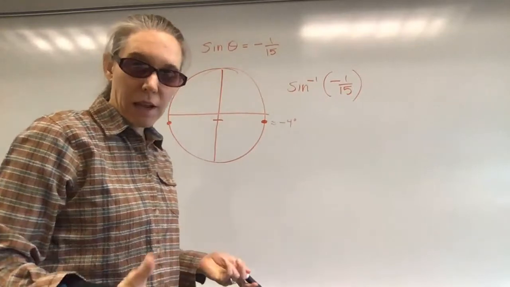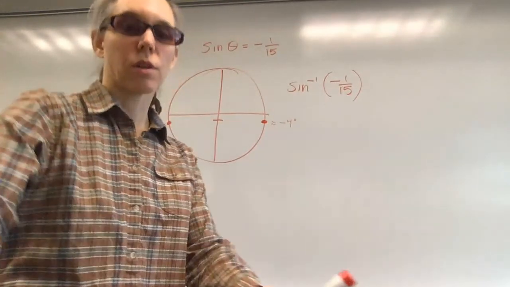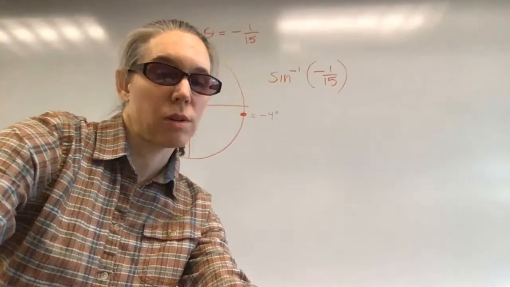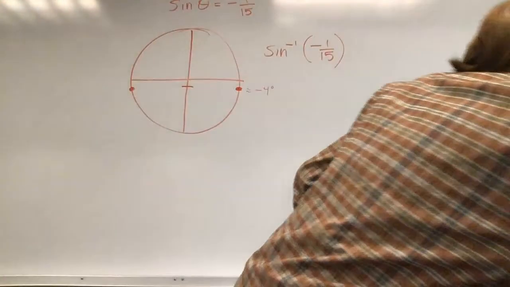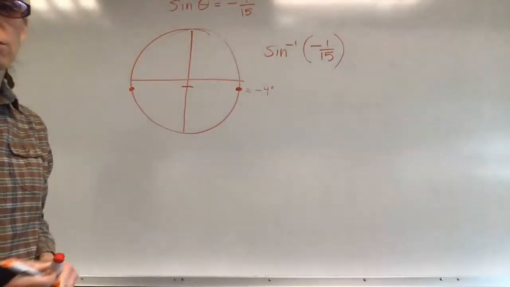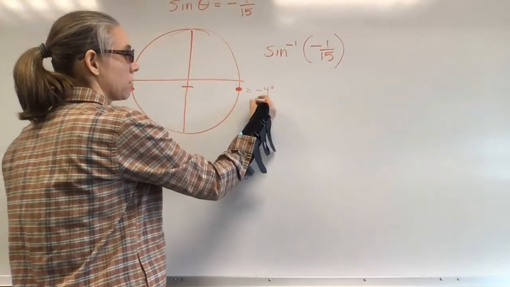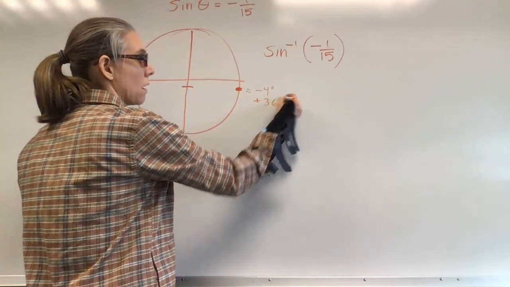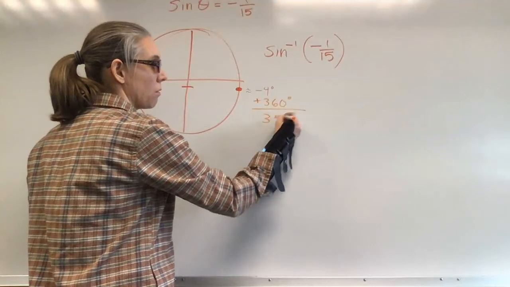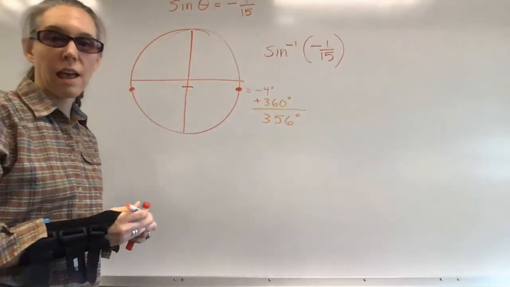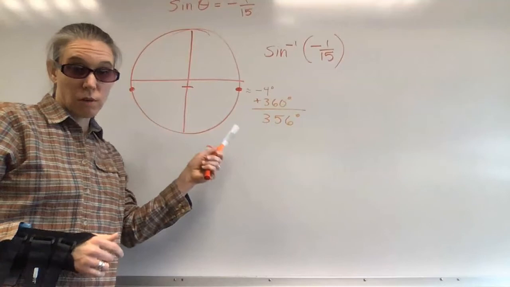We can't keep negative 4 degrees because negative 4 degrees is not between 0 and 360. So what we want to do is simply find something coterminal with negative 4 degrees. So add 360 degrees and we'll end up with 356 degrees as one of our 2 answers.